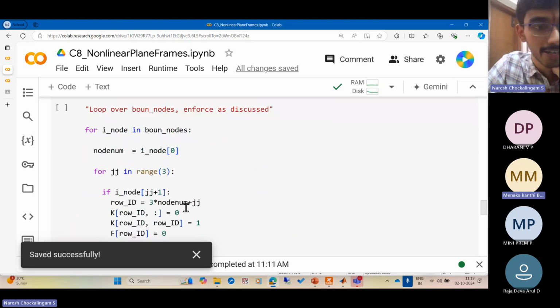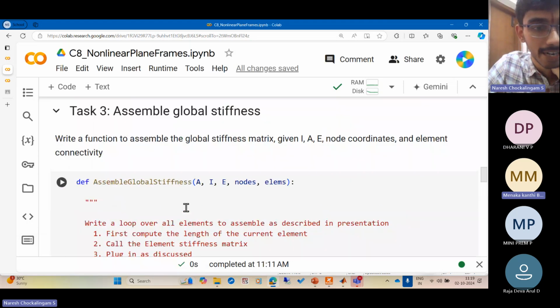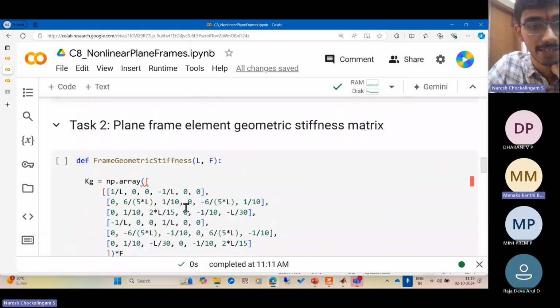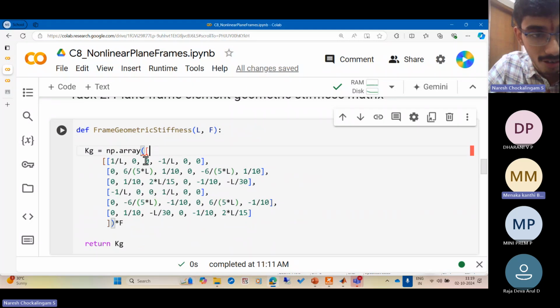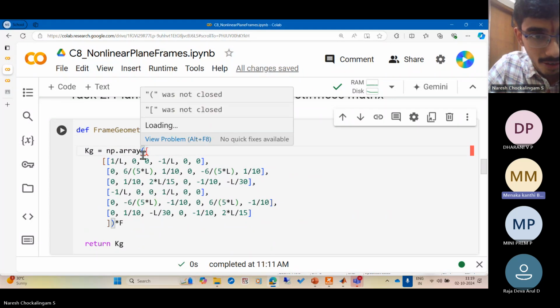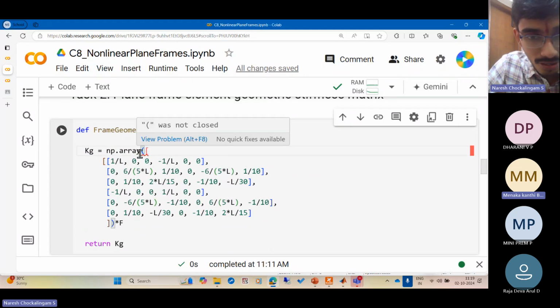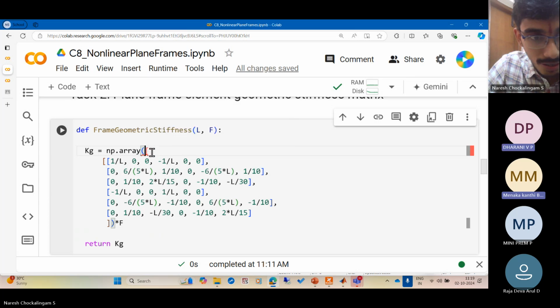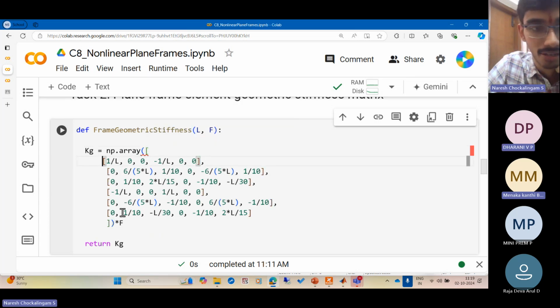See what we are doing here for getting the geometric stiffness matrix. Okay, what is wrong here? Something is not closed. It is an extra one, sir. It can be deleted, that one. Yeah.